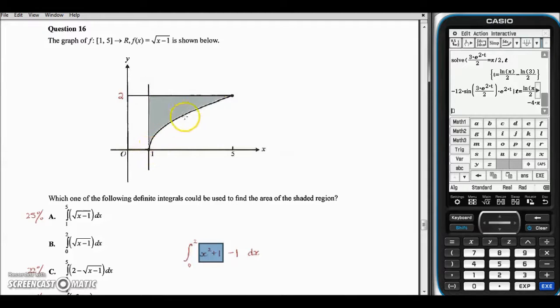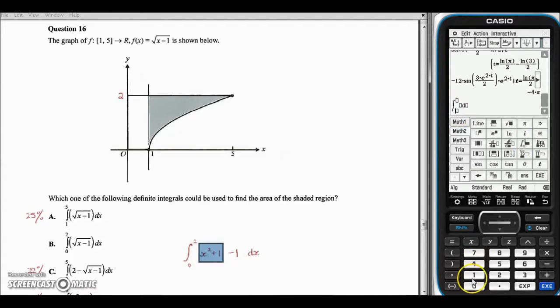So the area would be the integral from 0 to 2 of x squared plus 1 minus 1. Okay, so that's sort of the proper way to do it. But what you could have done, if you had no idea about that, was just find the area. So the area is the area from 1 to 5 under the curve of root x minus 1. Now, of course, this isn't the area, but I'll get to that in a sec. So what I'm about to find here would be the area underneath the curve, okay?